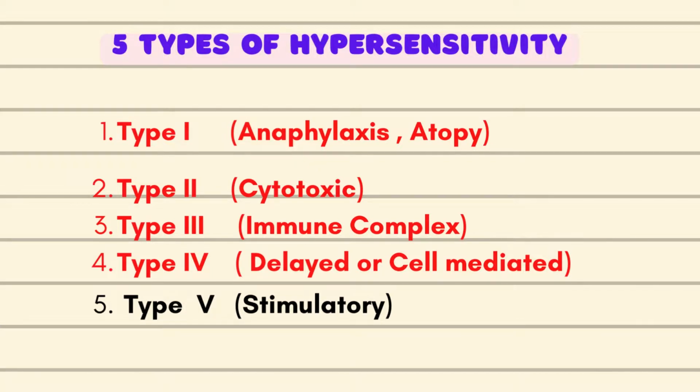While type 1 is anaphylaxis and atopy, type 2 is cytotoxic, type 3 is immune complex, and type 4 is the delayed or cell mediated type of hypersensitivity.